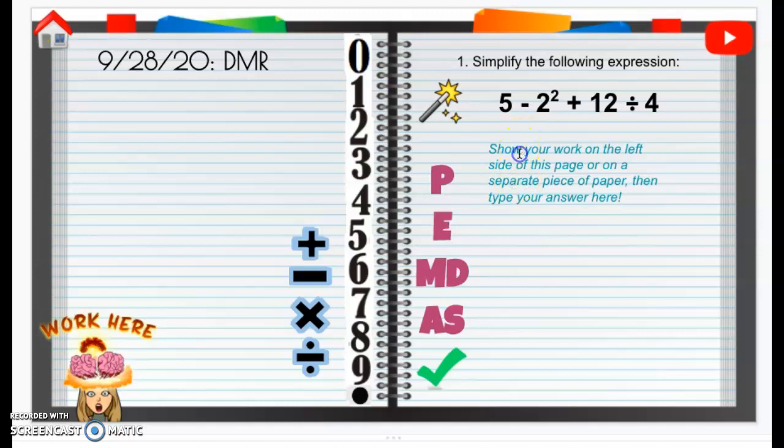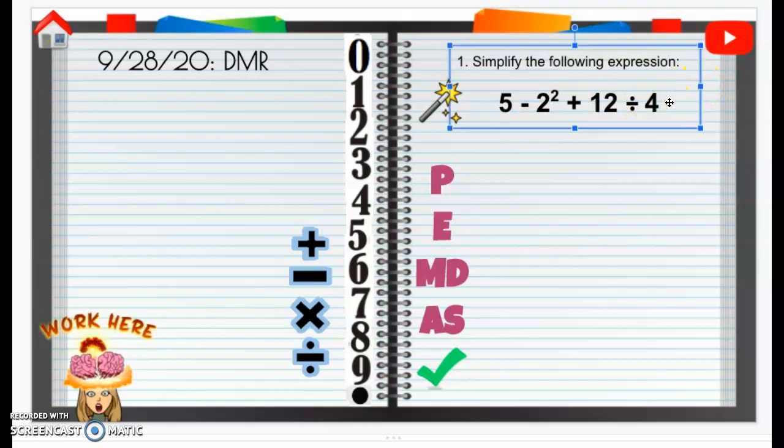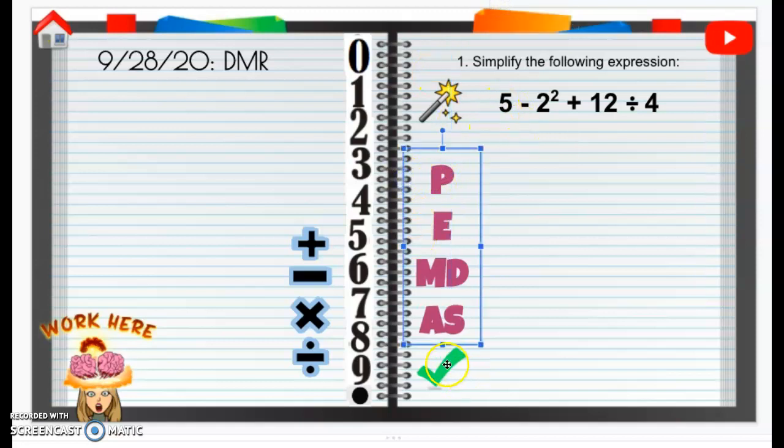I'm actually going to go along with this, which you can do as well. And you do not have to, but I'm going to make sure this goes all the way down. And so first what we're going to do is we're going to see, okay, do we have any parentheses? No, we don't. So I'm going to check off that parentheses. Do we have any exponents?